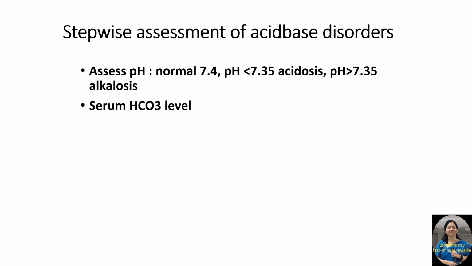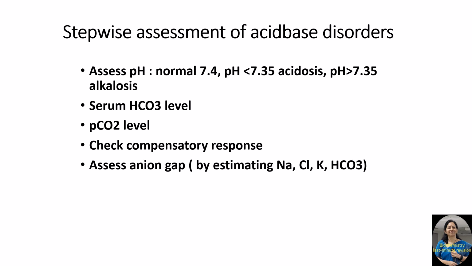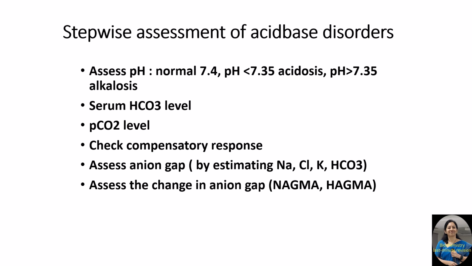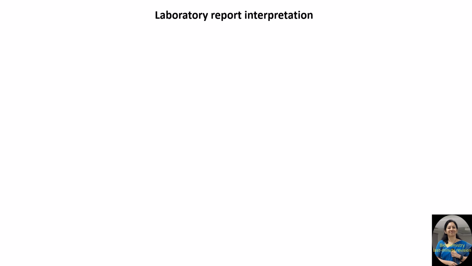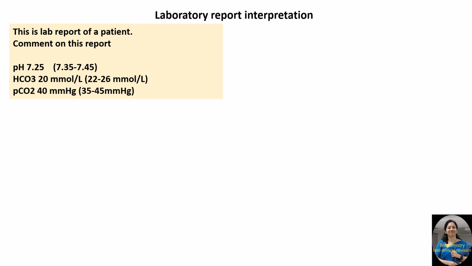The next step you need to consider is to check the level of serum bicarbonate. The third one is to check the partial pressure of carbon dioxide. The fourth one is to check for the compensatory response. The next step is to assess the anion gap by estimating the concentration of sodium, chloride, potassium and bicarbonate. Then assess the change in anion gap, whether the anion gap is increased or normal. The last step is to assess the underlying cause. Consider various lab reports for better understanding of the disorders.